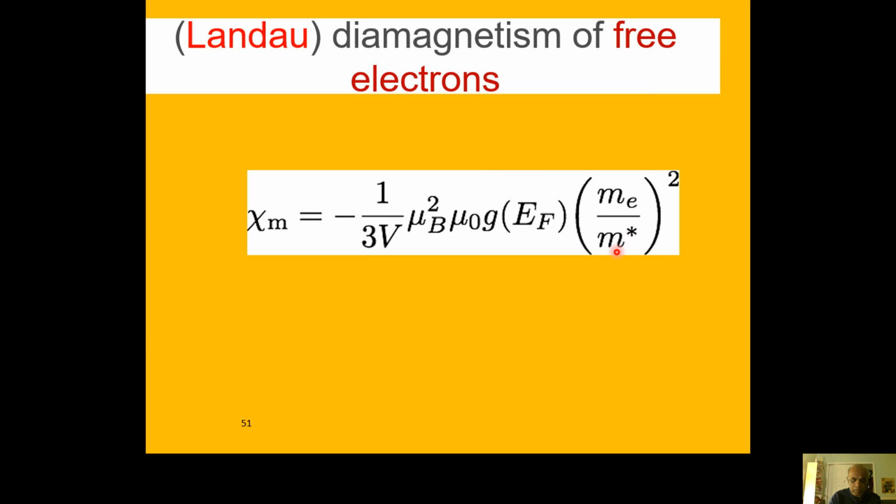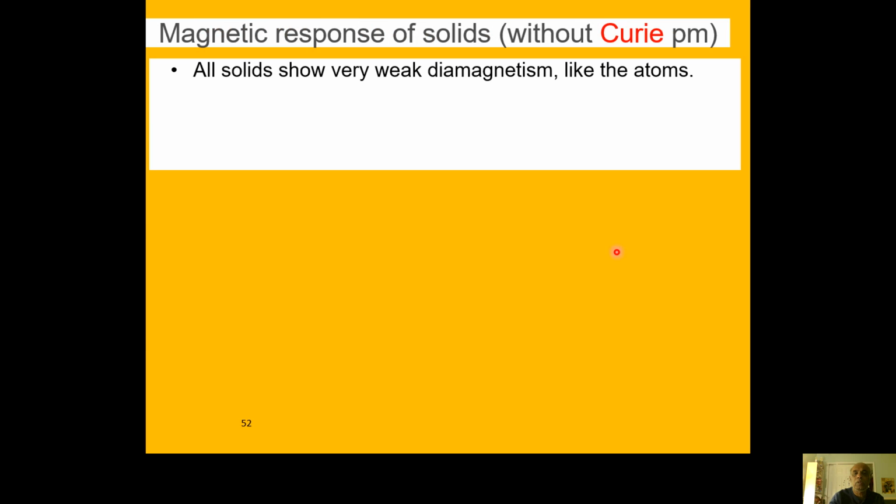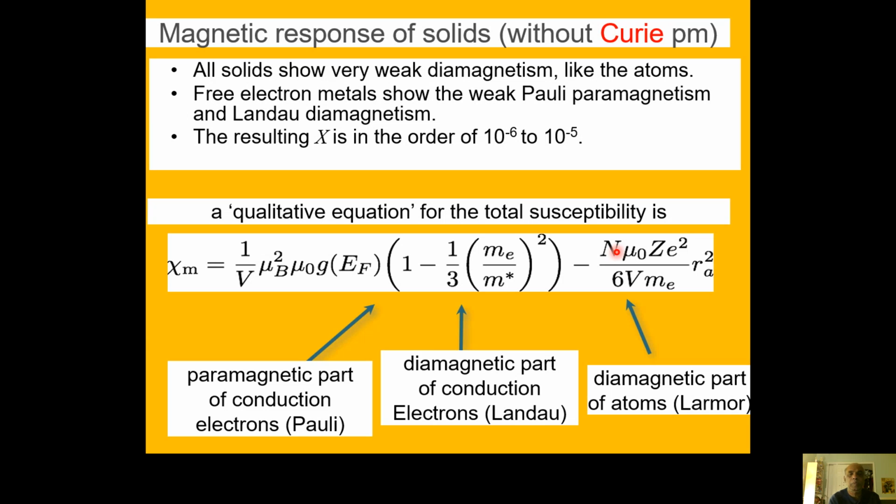Then we have Pauli paramagnetism due to free electrons. Then we have Landau diamagnetism due to the free electrons. So we can write all these in one expression like this. You can see this is the diamagnetism term we call the Larmor part due to the atoms. Then this first part is the Pauli paramagnetism due to free electrons. This is the Landau diamagnetism due to free electrons.